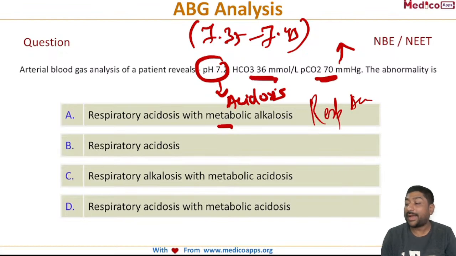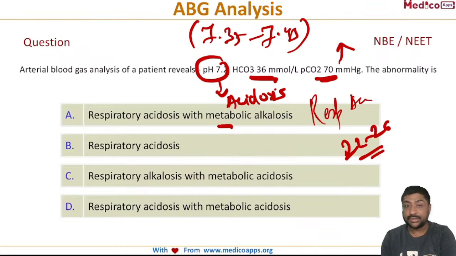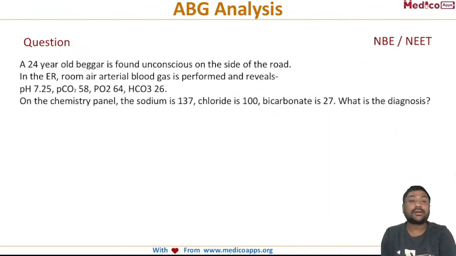So normal bicarbonate is basically how much? Can anyone tell me? Remember, normal bicarbonate is 22 to 26. So here bicarbonate is increasing, so definitely there is a compensation, metabolic alkalosis, which is happening. So the correct answer will be metabolic alkalosis. Okay, let's look at another question.